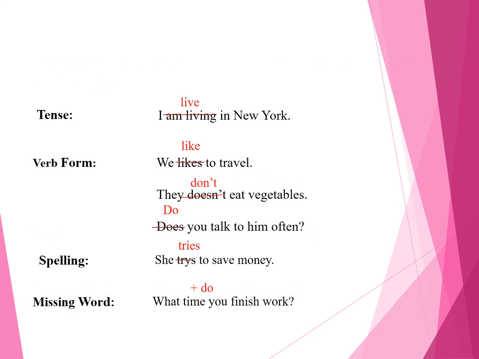These are the corrected forms of the examples. Again, repeat the example after me. I live in New York. We like to travel. They don't eat vegetables. Do you talk to him often? She tries to save money. What time do you finish work?